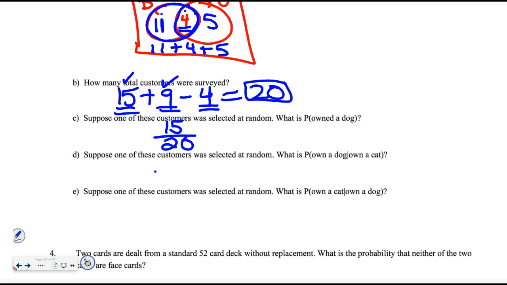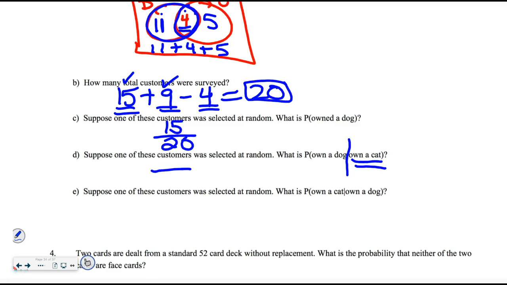Suppose one of these customers was selected at random. This slash, think of it as like a division bar. It's the word given, but the own a cat goes on the bottom. So it says given that you own a cat. 20. So how many people own a cat?